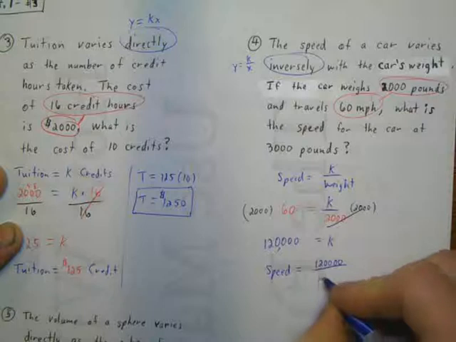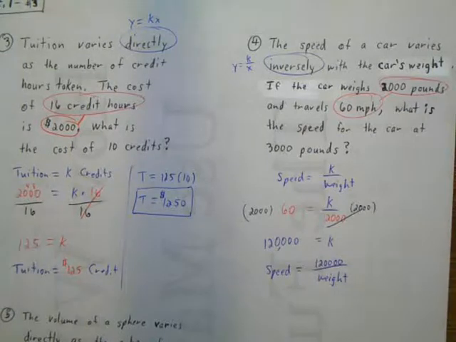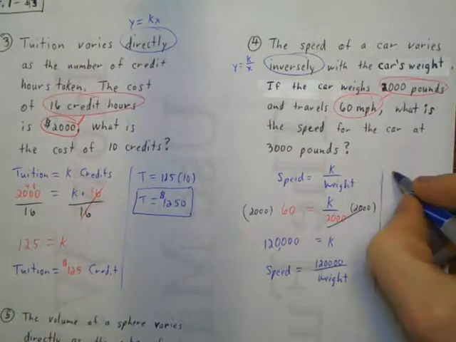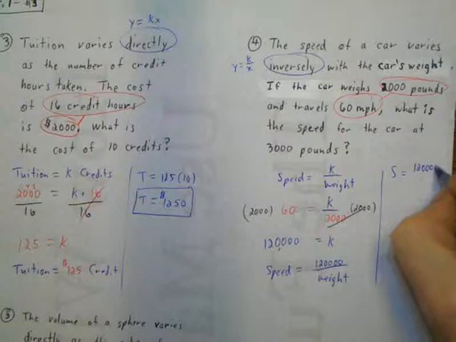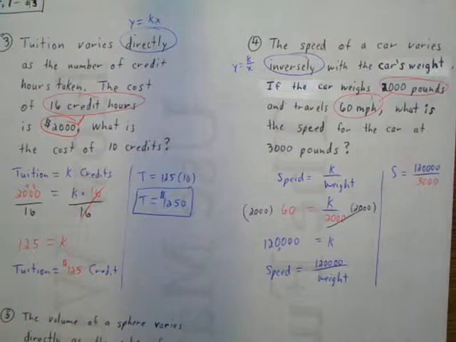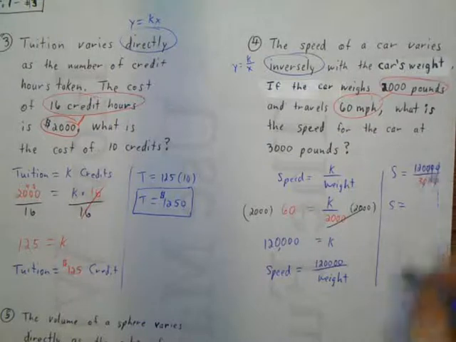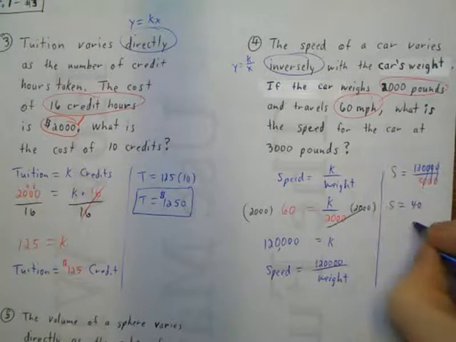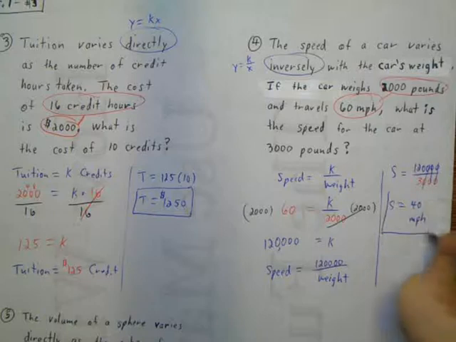So speed is 120,000 divided by weight. Now the question is, what is the speed for the car at 3,000 pounds? So if we plug in, my S equals 120,000 divided by 3,000, then my speed, in this case, zeros cancel. I'm left with 120 divided by 3, so that's 40. The units for my speed is miles per hour, so that's what I'm going to put with it. So my speed, 40 miles per hour.